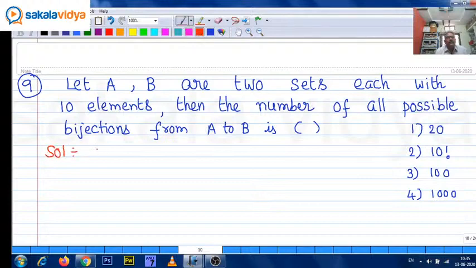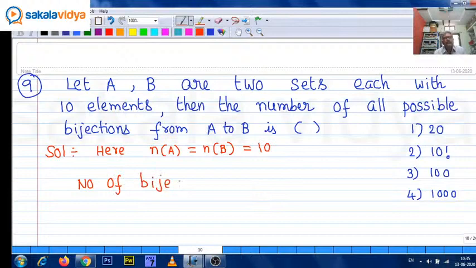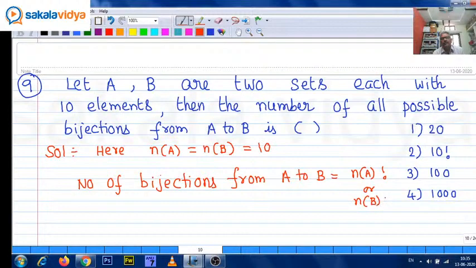Solution. Here n of A equals n of B, they have an equal number of elements. Now bijections can be defined if and only if n of A is equal to n of B. Remember that one thing. Now the number of bijections from A to B equals n of A factorial or n of B factorial. Both are same. So that equals 10 factorial. So the second option is the right option.